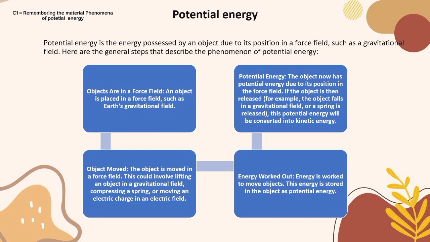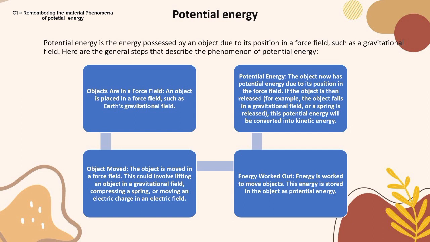Next, there is potential energy. Potential energy is the energy possessed by an object due to its position in a force field, such as a gravitational field. Here are the general steps that describe the phenomenon of potential energy. Objects are in a force field. An object is placed in a force field, such as Earth's gravitational field.